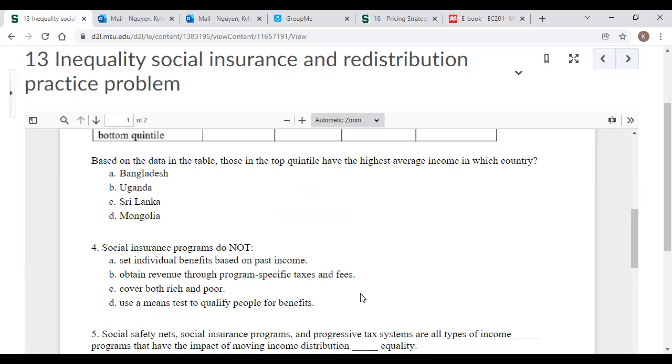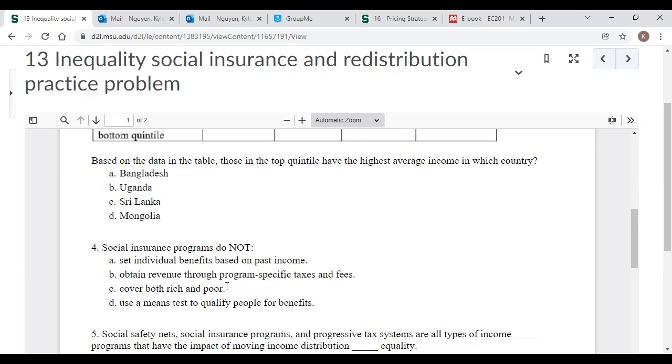B, obtain revenue through program-specific taxes. This is also not correct because there are plenty of fees and taxes for each program. There's a Medicare fee or tax that you have to pay, and it comes out of your paycheck. I believe there's a tax or a fee for Social Security. There's a lot of different taxes and fees for each of these individual programs. And I'm sure most of you already knew that. That's nothing crazy.